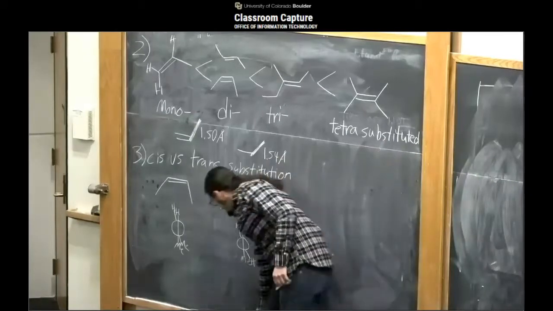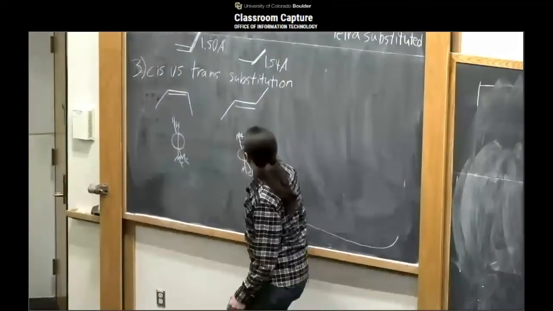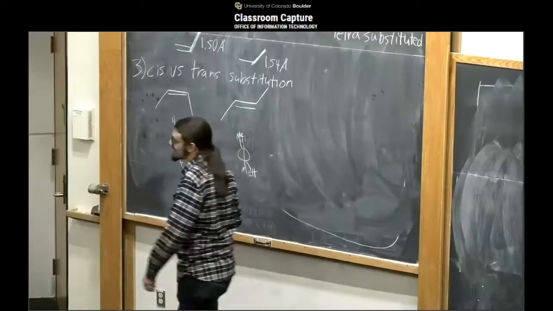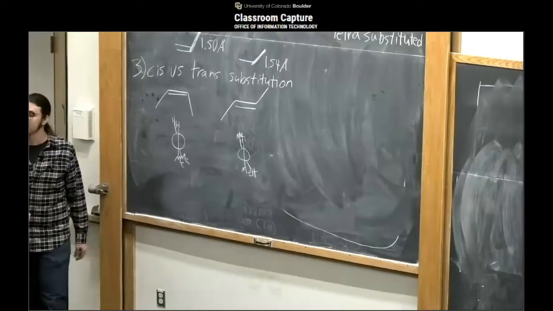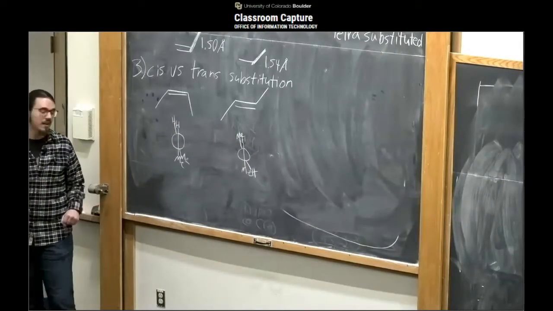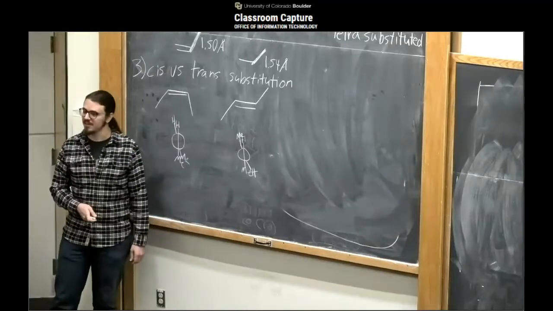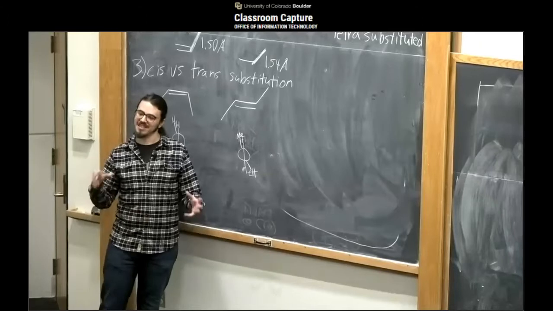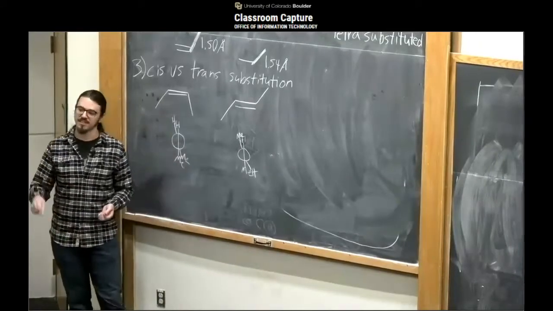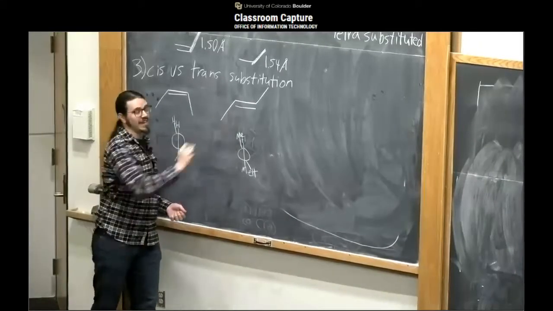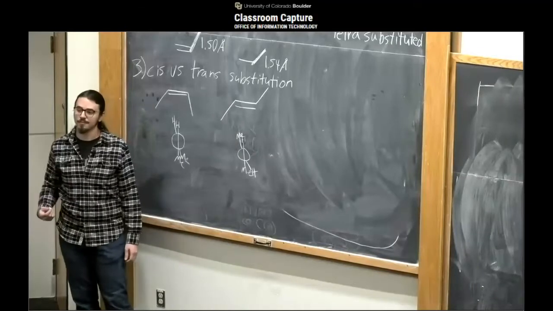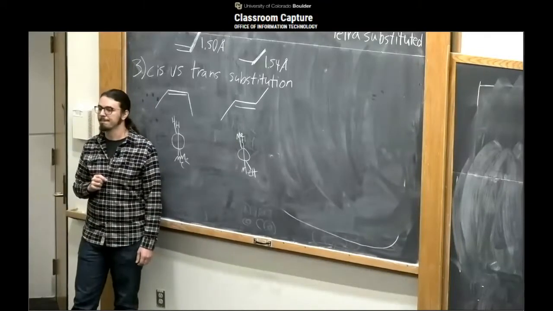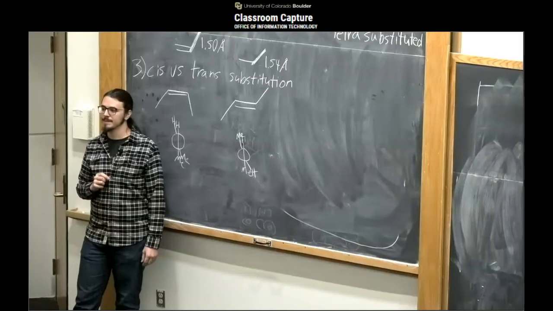So let's think about it. The cis has the methyl-methyl eclipsing interaction, and the methyl groups are larger than the hydrogens, so it's going to have a relatively large energetic penalty. When we think about the trans one, we still have an eclipse, but because the methyl is eclipsed with a hydrogen, the energetic penalty is lower, meaning that the trans alkene is going to be more stable than the cis alkene. Any others? Okay.